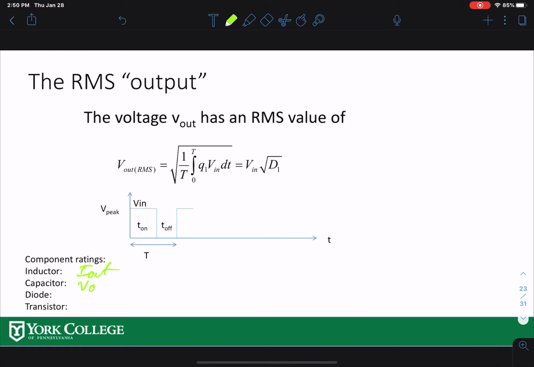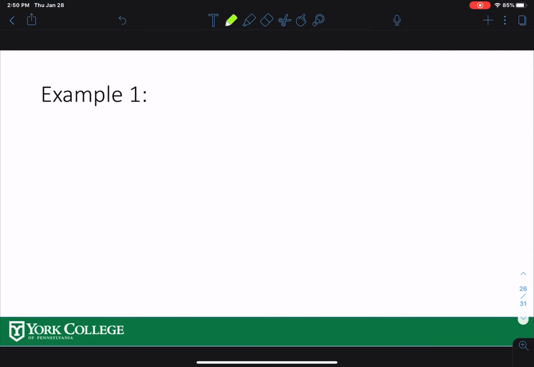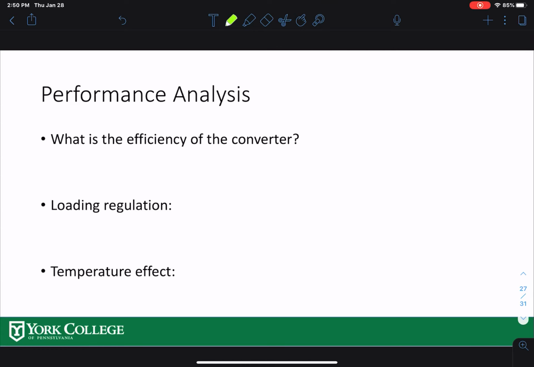The capacitor should be rated for V out, since the output voltage comes across the capacitor. The diode should be rated for V in and I out, right? The transistor is also V in and I in. So that's the rating for all those devices. We're going to talk about this in the class: what is the RMS value of a pulse? I'm going to do this example in the class, so we can spend some time on it, and we're going to also do this.